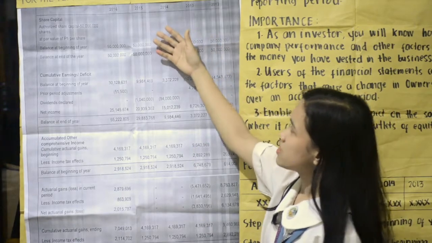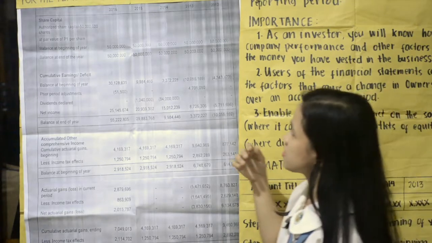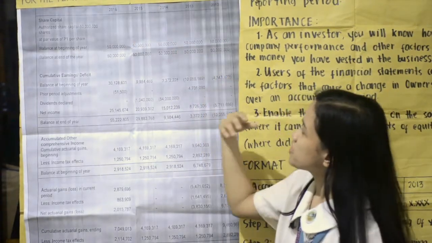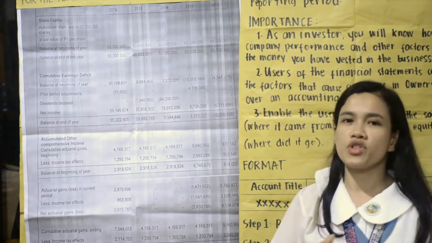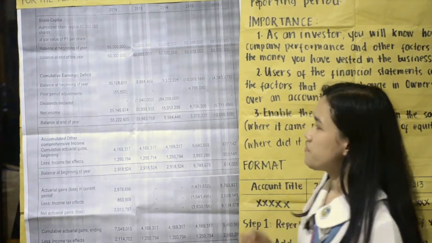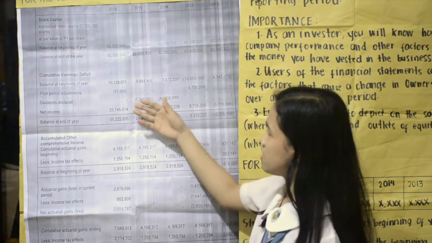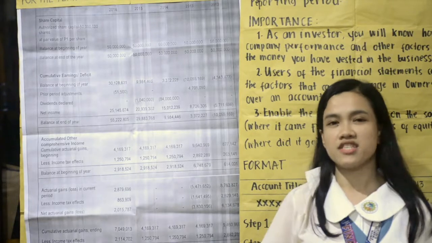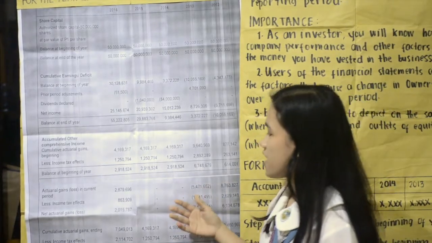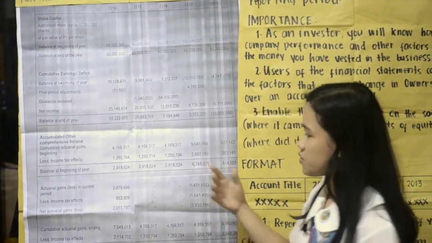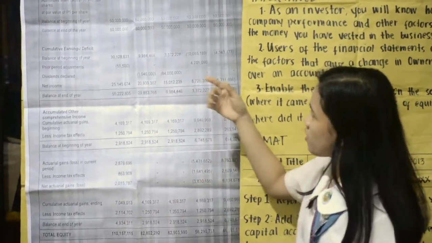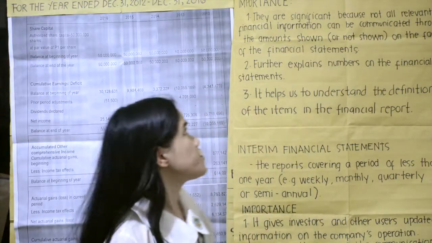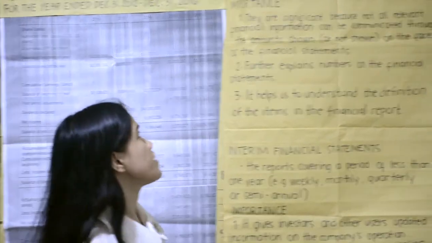This part is the share capital, which is the money invested by the investors in a business. Then after this is the cumulative earnings, in which you report the balance at the beginning of the year. Then add the net income to the beginning capital account. Subtract the losses or expenses to arrive at the balance at the end of year. To get the total equity, just add all the balances at the end of year for every section in this statement. So let us proceed to the next topic, which is the notes to financial statements.